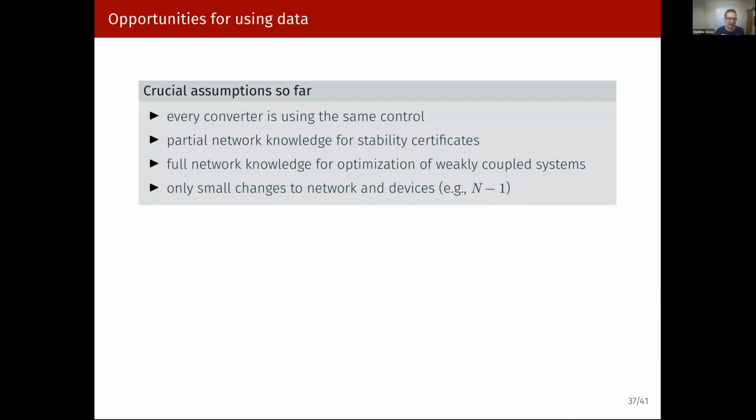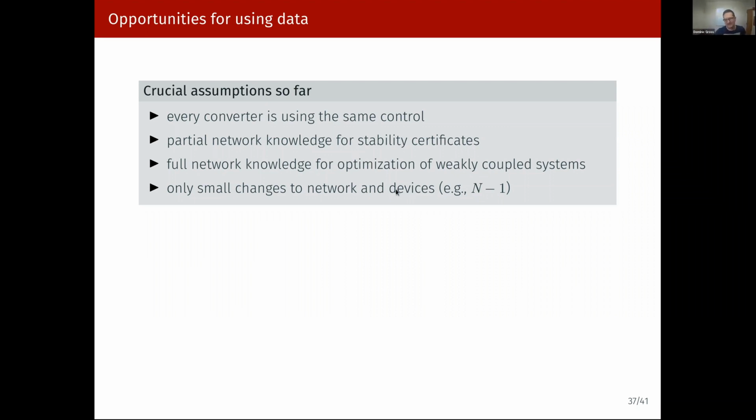So the crucial assumptions I've made so far was that every converter is using the same control. We do have partial knowledge of the network for our stability certificates. Actually, when we want to optimize, and this is for stability, right? And stability doesn't equal performance. And then when I was talking about performance, where in the network do I place these virtual inertia devices, for instance, to get a nice frequency response? That actually required full knowledge of the system to do this.